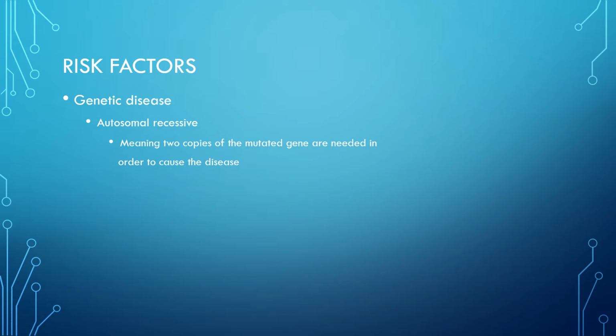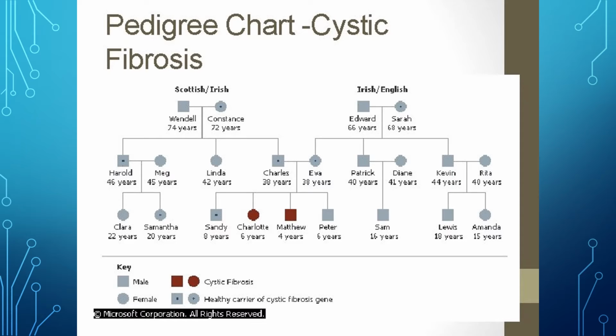The only way for one to develop cystic fibrosis is if both parents are carriers of the gene. This is the pedigree chart for cystic fibrosis. Here we see 2 carriers of the mutated gene. We see Harold and we see Charles. Since CF is an autosomal recessive disease, there needs to be 2 copies of the mutated gene, one from mom and one from dad, which is exactly what's given here.